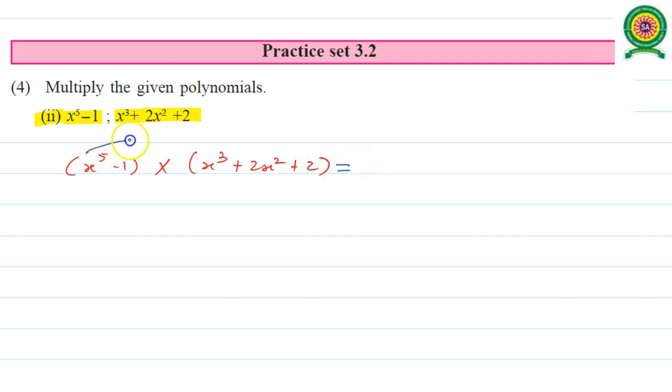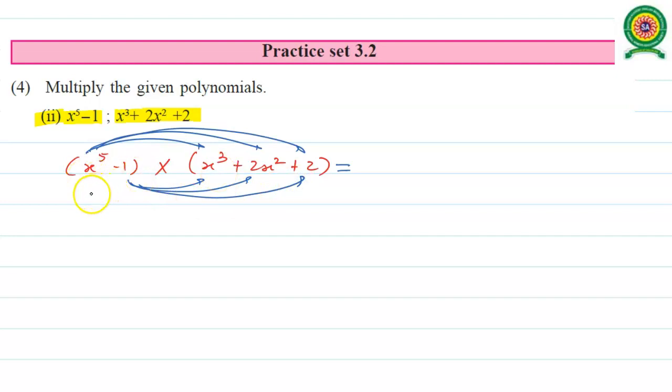We have to distribute x raised to 5 first over the second bracket, and next, minus 1 over the second bracket. That means the total number of terms at the start: in the first bracket we have 2 terms, and in the second bracket we have 3 terms. So 3 twos are 6 terms in total at the start. Likewise, x raised to 5 into x raised to 3, plus x raised to 5 into 2x square, then plus x raised to 5 into 2.